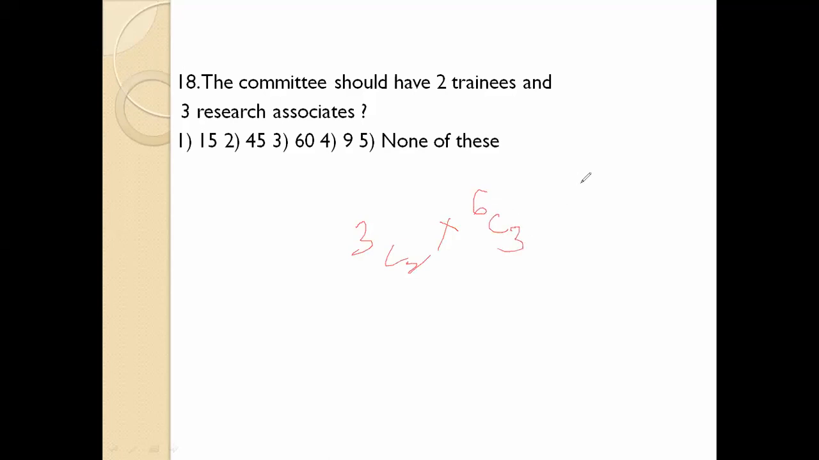3C2 value is 3 into 6 factorial by 3 factorial into 6 minus 3 factorial. 6 into 5 into 4, 3 factorial gets cancelled. 6 gets cancelled. 5 4 is 20, 3 times 20 is 60. In 60 ways they select that 3 people. So option number 3 is the right answer. Priyanka Das gave the correct answer.